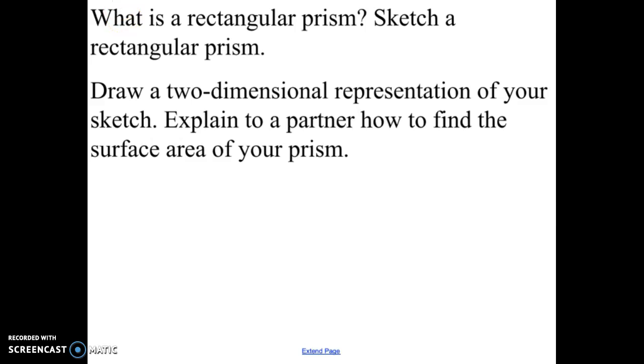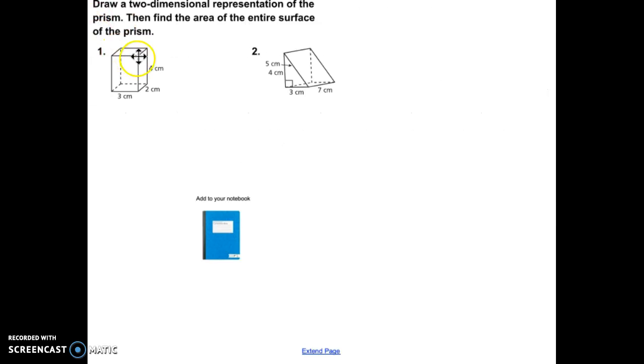All right, so let's continue on. So next thing is draw these in 2-dimensional representation of the prism, and then find the area. If you're not certain how to do this, don't worry. You can give it a go, or you can just go on with me to the next slide. This should be in your notebook, by the way.